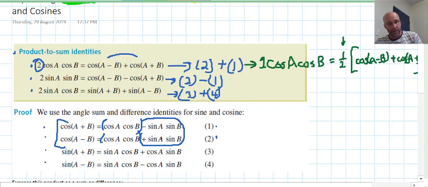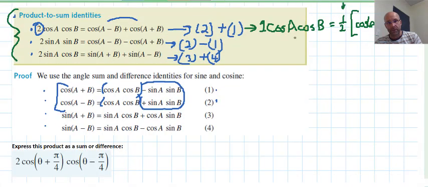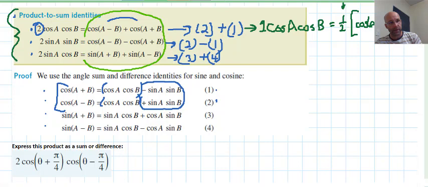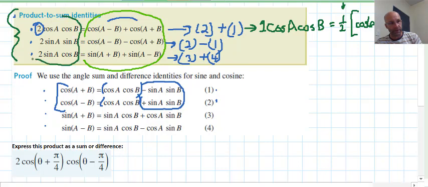They're not things that you have to remember verbatim, but you know that they come from the angle sum and angle difference identities for sine and cos. We see an example down the bottom of the screen there: 2 cos of theta plus pi on 4 times cos of theta minus pi on 4. Express this as a sum or difference. So we should get something on the right hand side. We need to work out what we have from the left hand side and use the appropriate identity correctly. So let's have a look at this here.